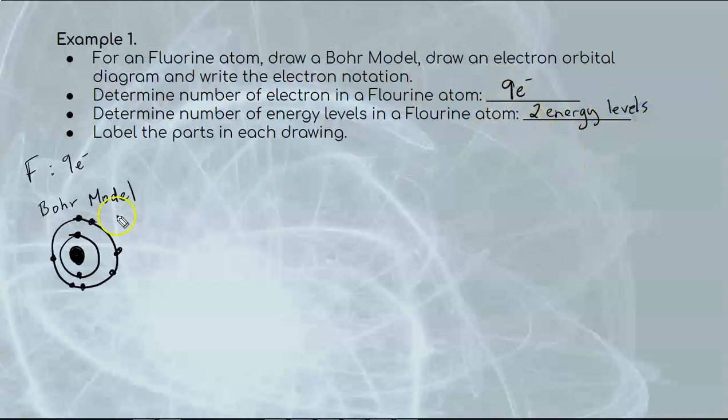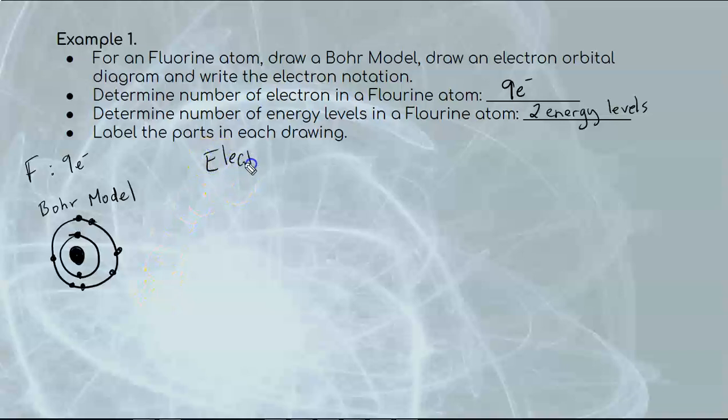Both of those pieces of information help us determine the Bohr model. So I drew 2 circles around the nucleus. The first energy level can fill up 2 electrons, and the second energy level can fill up a total of 8. But fluorine only has 9 in total, so 2 fill the first and 7 fill the second. The Bohr model helps us a lot, but it doesn't tell us the more precise location of where the electrons are, and that's where electron configuration will help out.